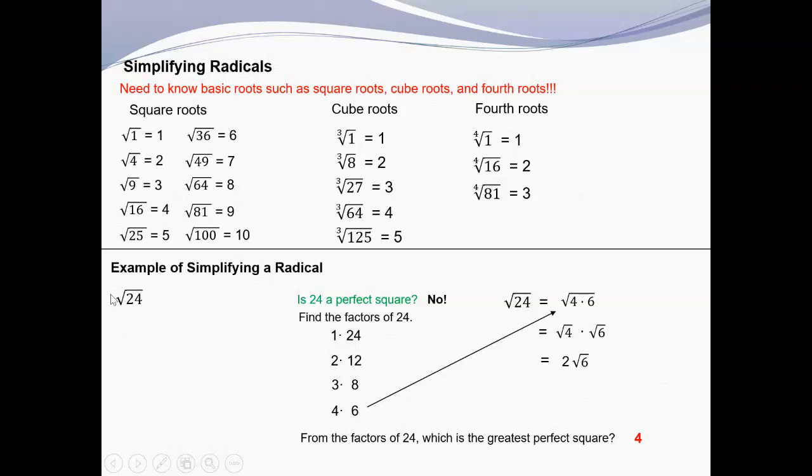And if it was a cube root, then you would try to find the perfect cube, which would be 8 here. But at least you have to know the square roots all the way to 100, or to 10, the cube roots all the way to 125, which would be 5, and also the fourth roots all the way to 81, which would be 3. It's not likely for the NCBN class to try to simplify something higher than this. But at least try to know these, and also try to know as much as you can, higher than this. This way, you'll be well equipped if they ever give you something higher than what's here.